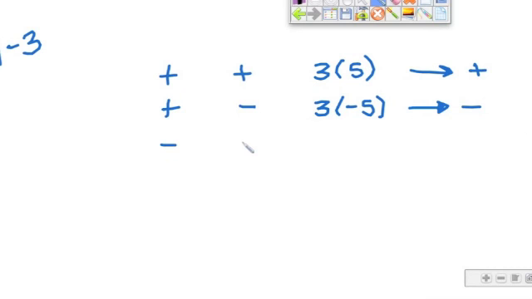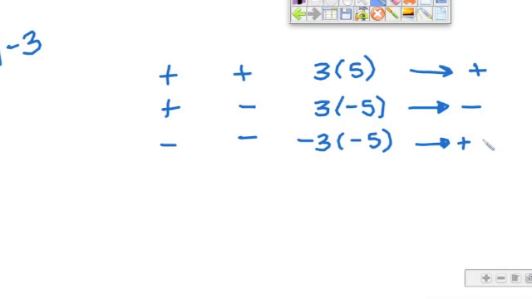What if you have a negative and a negative, like negative 3 times negative 5? Well, a negative and a negative give you a positive. All right, so those are the rules that we need to make sure we follow. And these are the same rules that work for division as well.